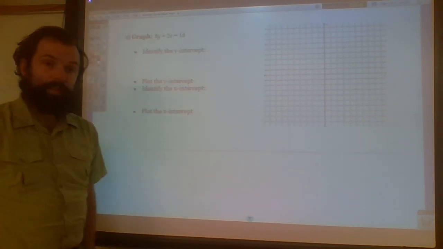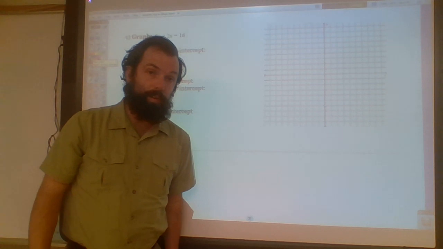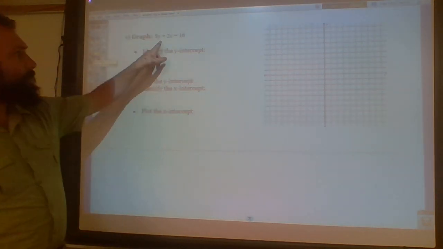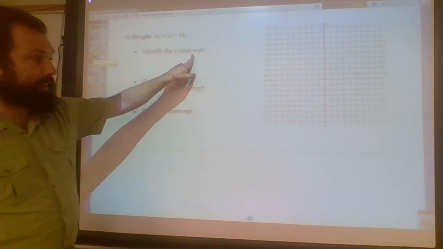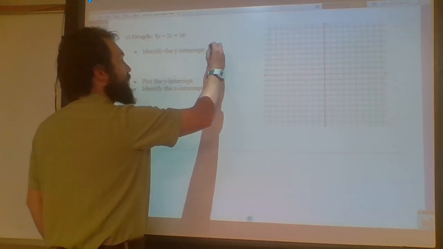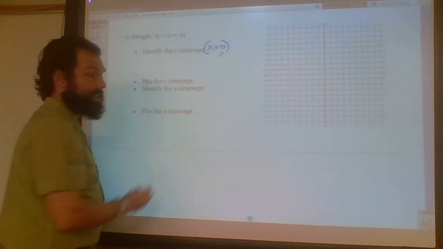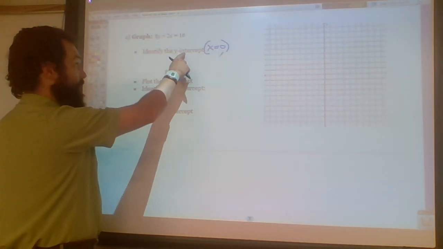Okay, one more example, graphing using the intercepts. I'm going to go a little quicker on this one. 8y plus 2x equals 16. I'm going to start by finding the y-intercept. So I'm going to remind myself that x equals 0 when I'm looking for the y-intercept.